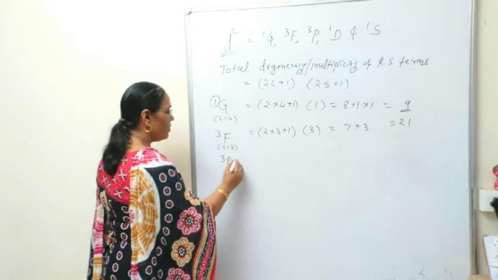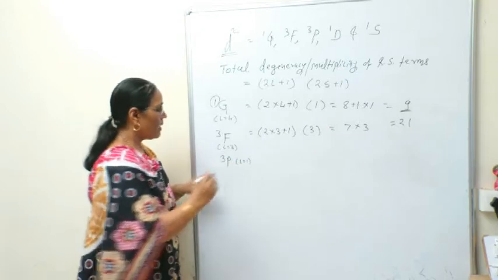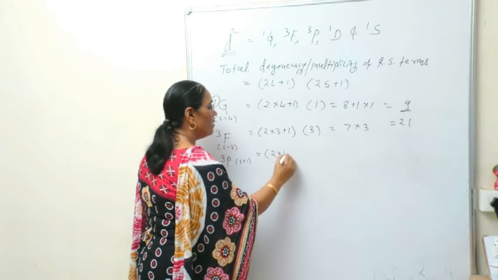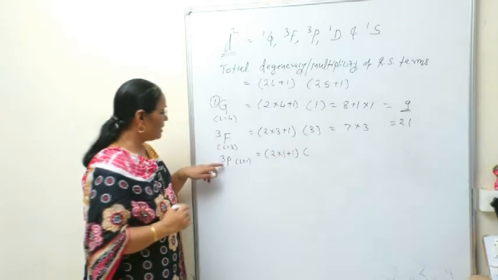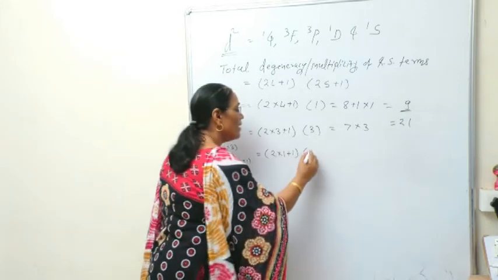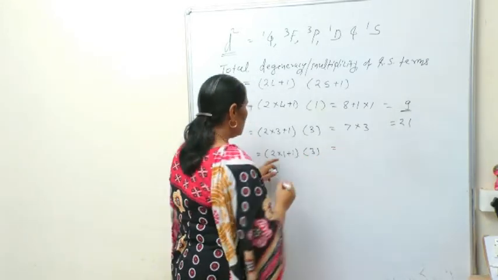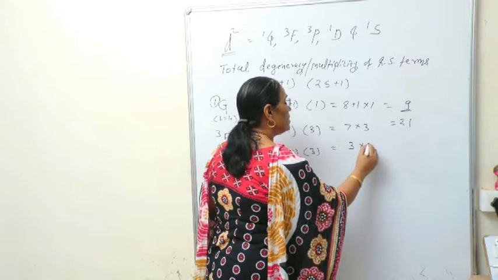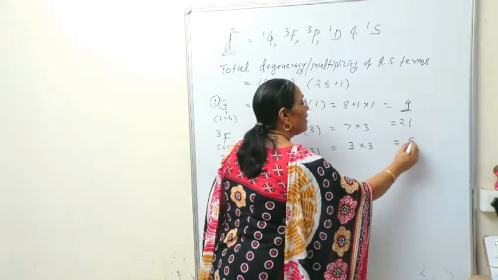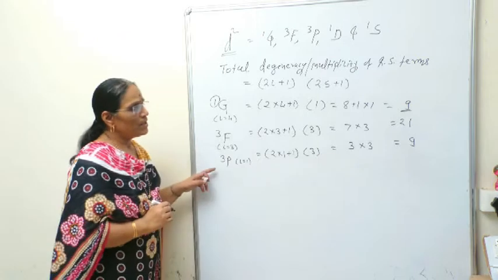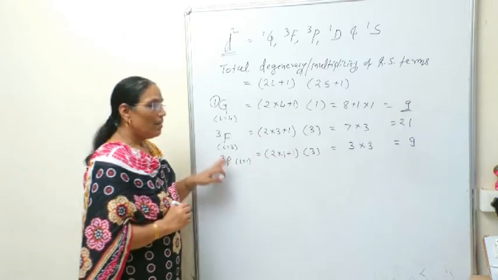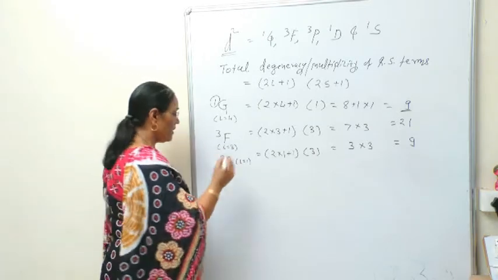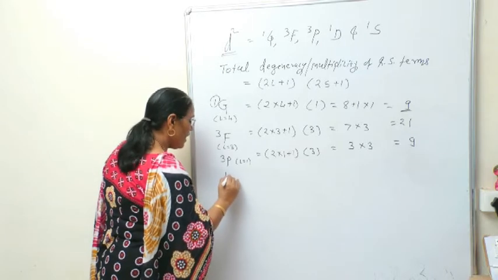Then the next term is triplet P. For this triplet P, the L value is 1. So by putting the value of L in this equation, 2 into 1 plus 1, into the spin multiplicity 2S + 1, which is 3, you can use it directly. So it comes to be 2 into 1 plus 1, that is 3, into spin multiplicity 3, total 9. So 9 arrangements of 2 electrons with different ml and ms values come under triplet P out of 45 arrangements.